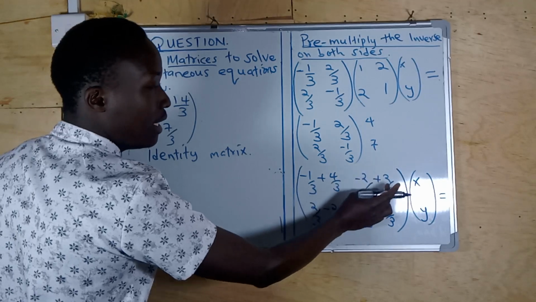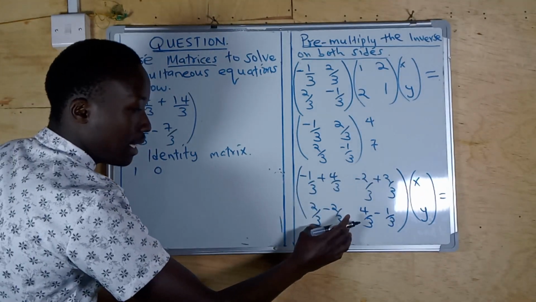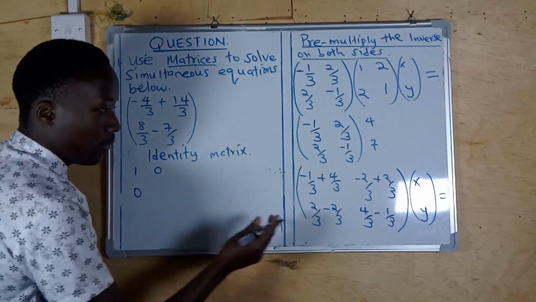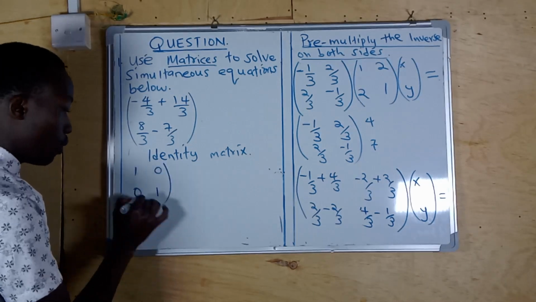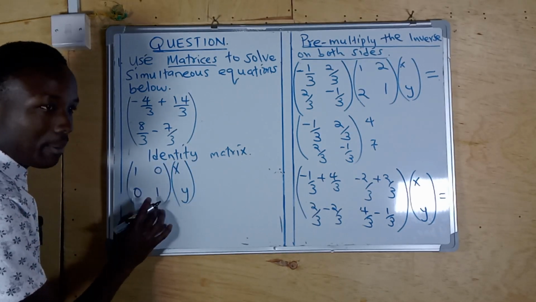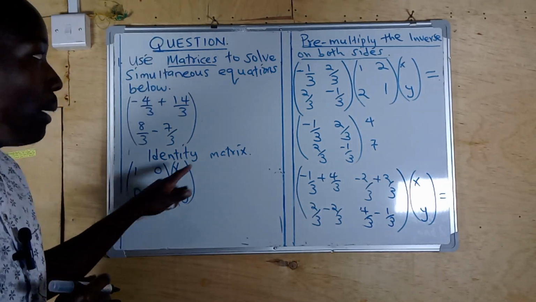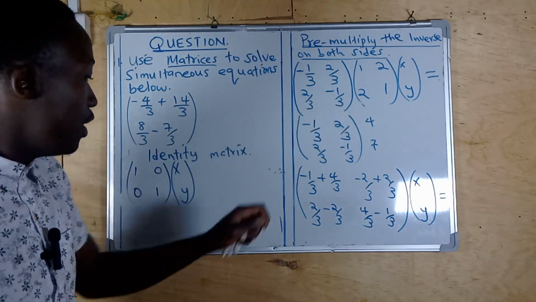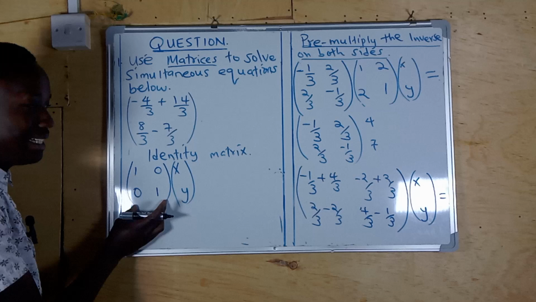Then minus 2 over 3 plus 2 over 3 is equal to 0. 2 over 3 minus 2 over 3 is equal to 0. 4 over 3 minus 1 over 3 is equal to 1. So that is what we call an identity matrix. It's a marking point. Once you are able to get this on your left hand side, after pre-multiplying the inverse on both sides, you are supposed to get 1, 0, 0, 1. We call it an identity matrix.